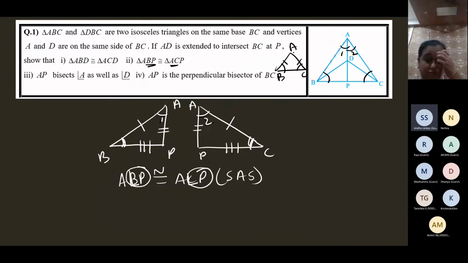Ma'am, angle P is equal to angle P. This angle P is equal to this angle P. So that means in this main figure, this angle is equal to this angle. So the new results are BP is equal to CP, CPCTC, and this angle is equal to this angle. If you call it 7 and 8, angle 7 is equal to angle 8, CPCTC.